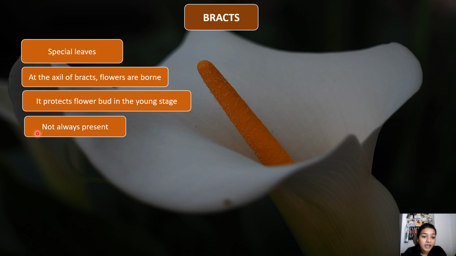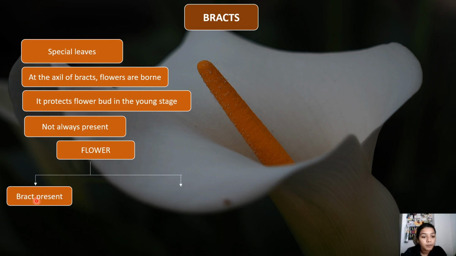And yeah, these bracts are not always present, right? They are present only in some plants but absent in some plants. Now based on whether bract is present in a plant or not, a flower can be bifurcated into two types, right? So when the bracts are present, these flowers can be called bracteate flowers, right?